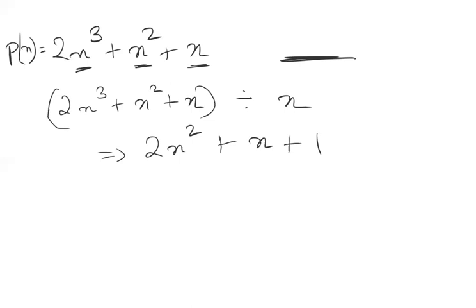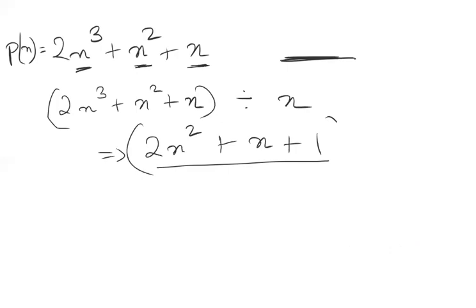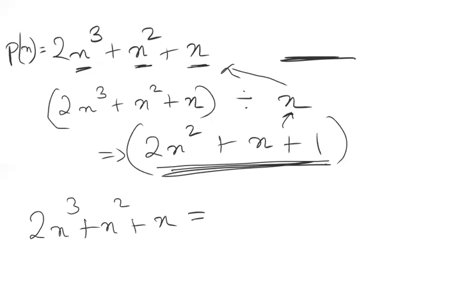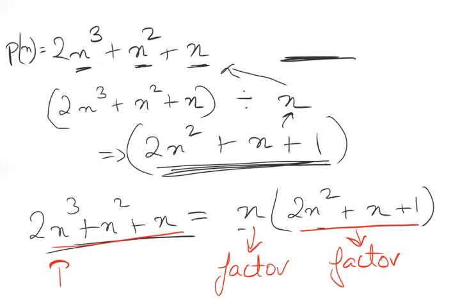This became another factor. What is a factor? A factor into all the other factors gives me the number. Numbers have factors, and if I multiply them I get the number. So I divide by x. If I multiply this by x, will I not get back to this? So can I write 2x cube plus x square plus x is equal to x times 2x square plus x plus 1? Because this into this will give me this. So this is how we can write that p of x is equal to this into this. So we say that these are the factors of p of x.